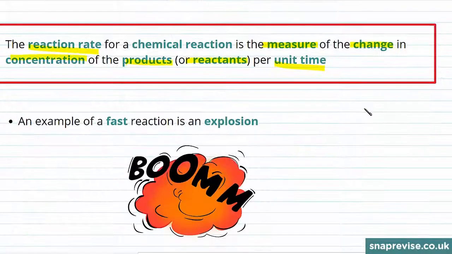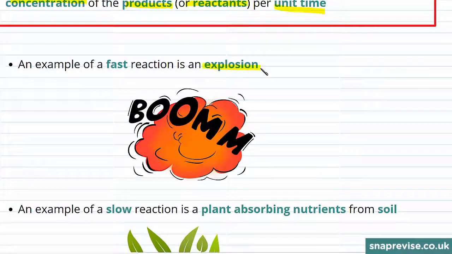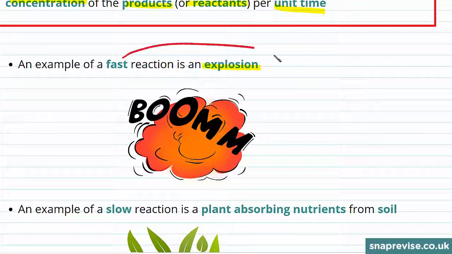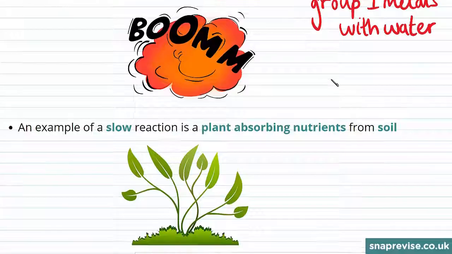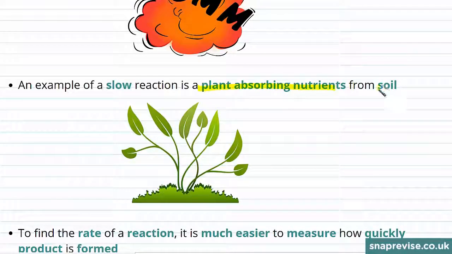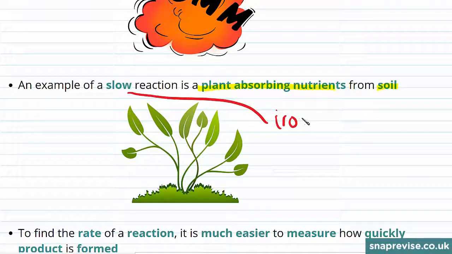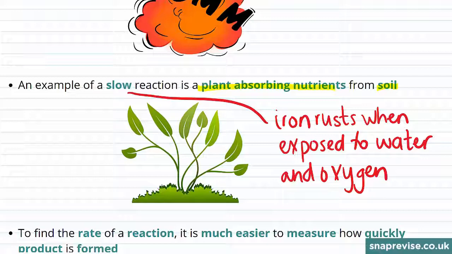An example of a fast reaction is any explosion, as well as the reactions of the group 1 metals with water. As soon as potassium is added to water, it will burst into a characteristic purple flame as the potassium burns. An example of a slow reaction would be a plant absorbing nutrients from the soil, or the rusting process that occurs when iron is exposed to water and oxygen. The formation of rust on the surface of iron isn't instantaneous, but it will build up over days or weeks of exposure.